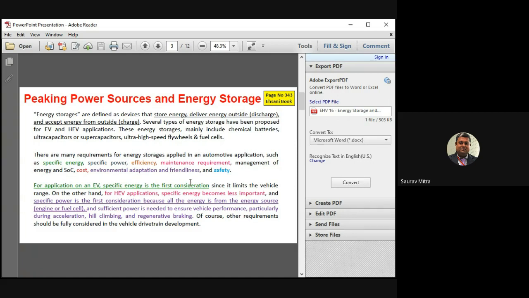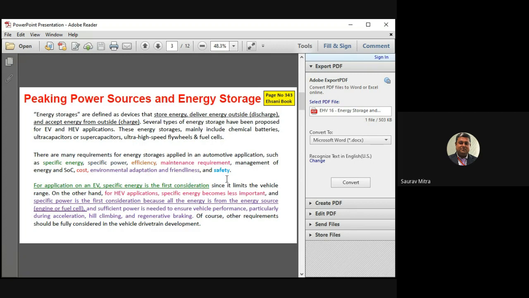Environmental adaptation and friendliness is how environmentally friendly the energy source or power source is. So an IC engine based vehicle is not environmentally friendly, but a fuel cell is a very environmentally friendly device. Okay, so environmental adaptation is that.